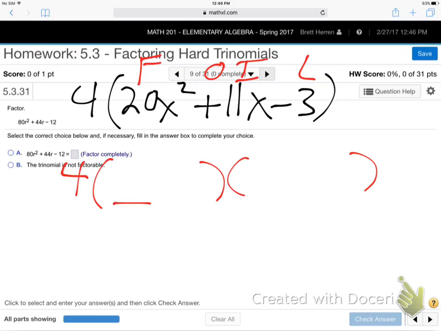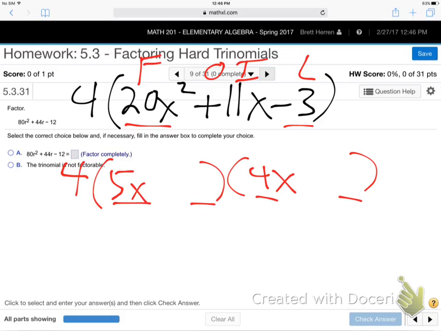So front times front to make front. What times what makes 20? 5 and 4. 5x and 4x. Good. And then last times last to make last. What times what makes 3? 1 and 3, but the order matters, huh? Is it 1 times 3 or 3 times 1? We got to try both orders and check the OI in the middle.